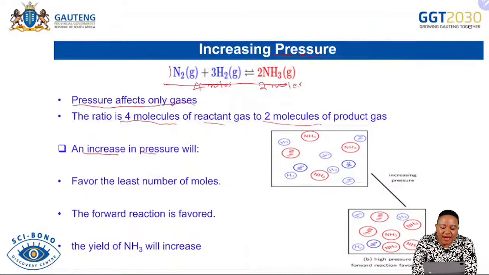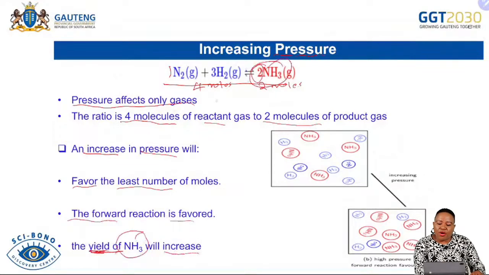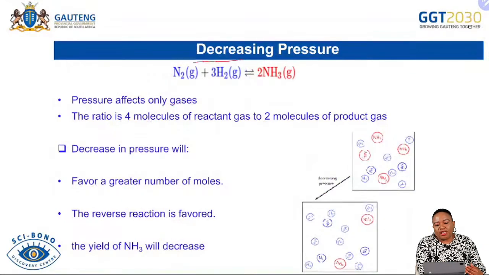An increase in pressure will favor the least number of moles, which is going to be our forward reaction. So the forward reaction will be favored, and the yield or the production of ammonia will increase. So if you want to produce more ammonia, we are going to increase the pressure of the system by decreasing the volume. And we know that the forward reaction will be favored, because that is the reaction with the least number of moles.